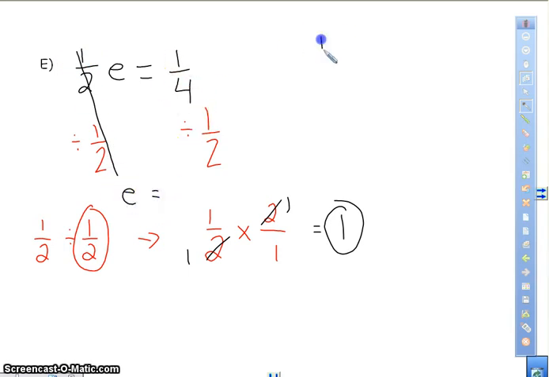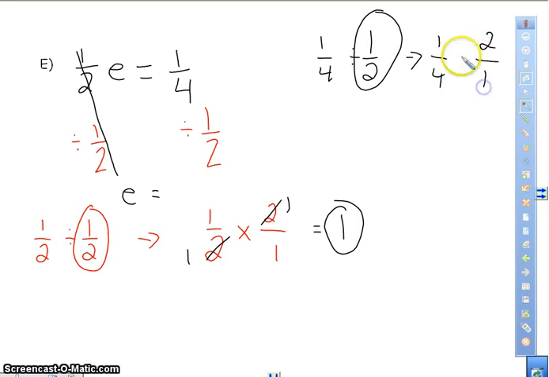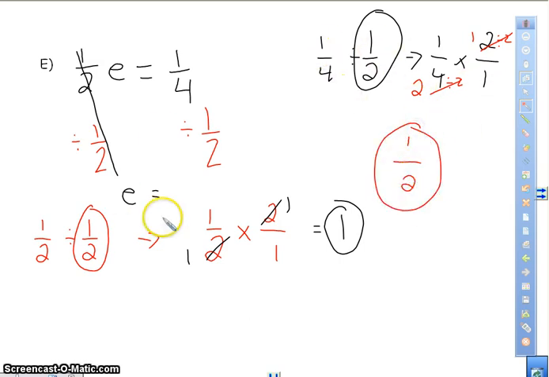Then I'm going to do 1/4 divided by 1/2. Flip the second number. So I have 1/4 and then 2/1, and I'm going to multiply. I'm going to cross-reduce again, and I'm going to cross-reduce by 2. 2 becomes 1, and 4 becomes 2. So 1 times 1 is 1. 2 times 1 is 2. So 1/4 divided by 1/2 is 1/2. So I have e equals 1/2.